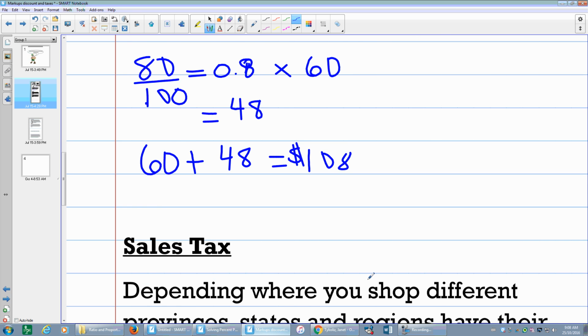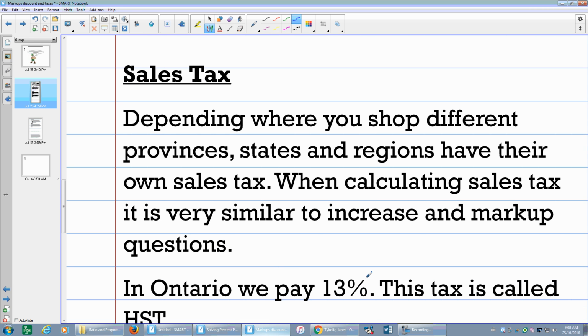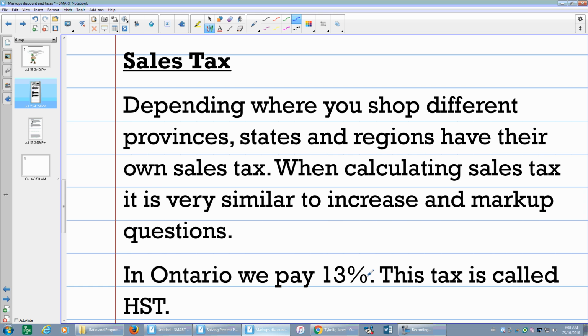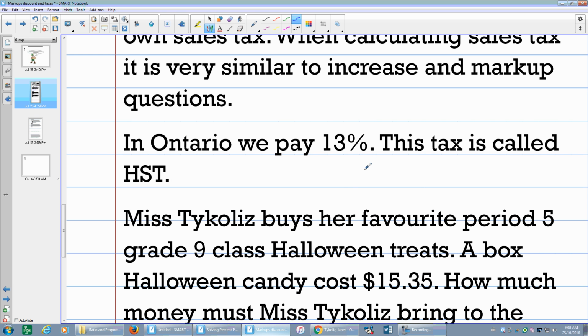Another reason besides a markup that you will be adding to a number is called sales tax. Depending where you shop, different provinces, states, and regions have their own sales tax. When calculating sales tax, it is very similar to increase and markup questions. No matter where you go, different places have different taxes, and you need to know how to figure out how much money you have to bring, or if you have enough money to purchase an item that requires tax. So in Ontario, we've already talked about this, we pay 13% tax. This is called HST.